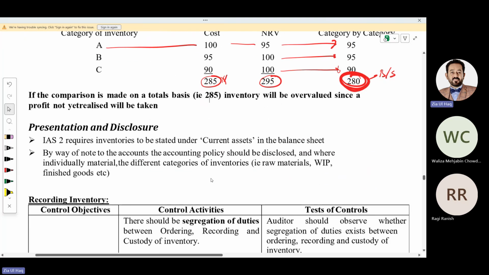Inventory should be presented in the balance sheet under current assets, and the company needs to disclose how much value of raw material, how much value of work in process, and how much value of finished goods is in the inventory. Suppose in the balance sheet you have shown inventory of 120 million, but in the notes to the accounts you have to disclose out of this 120 how much is the raw material, say 40,000, how much is the work in progress, say 20,000, and how much is the finished goods, say 60,000, and all together 120,000.